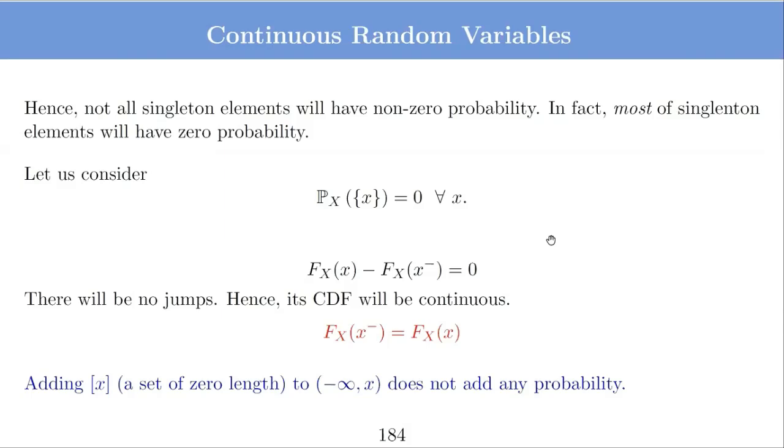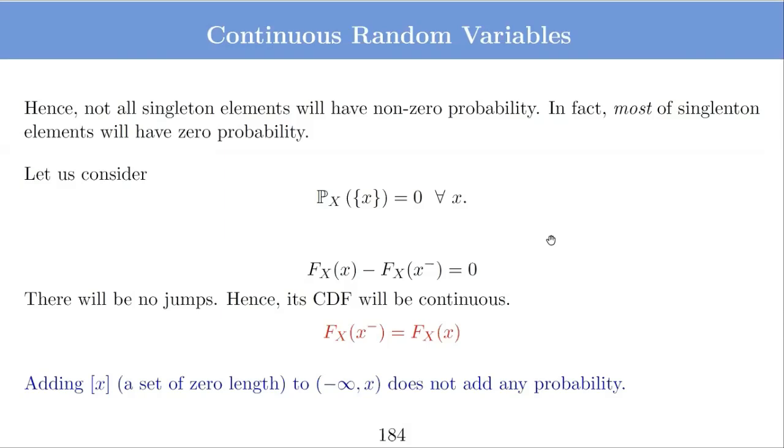So let us consider first that for all x, the probability law of the singleton set is 0. It means if you take the pre-image of the singleton set, the probability corresponding to that will be 0. So the probability that the random variable takes the value x is 0.